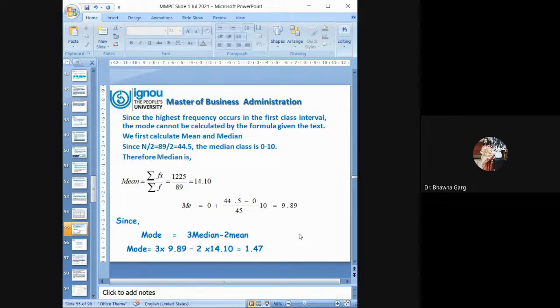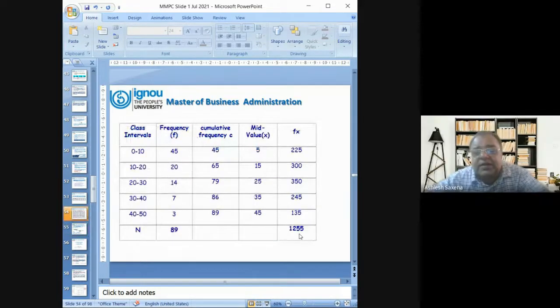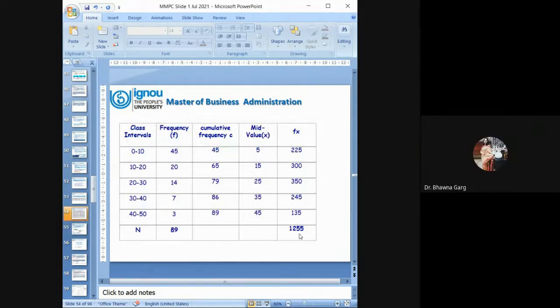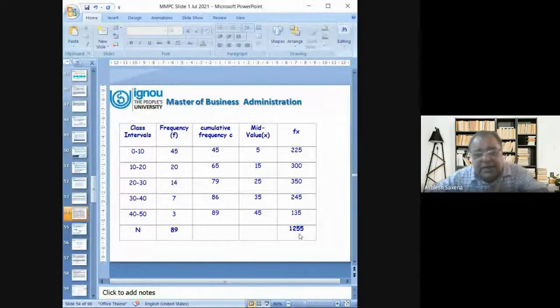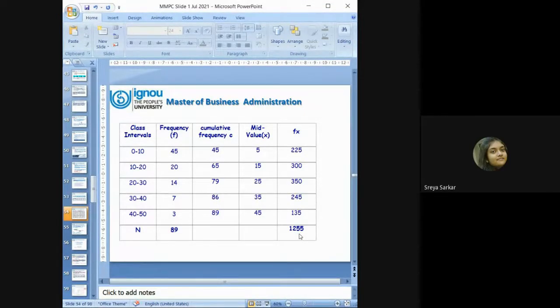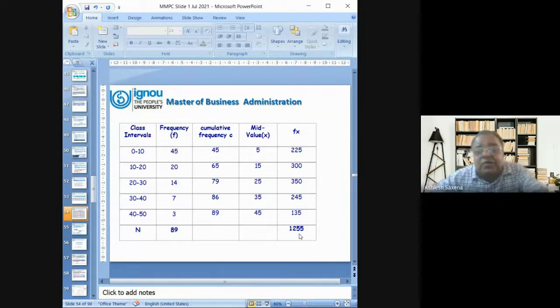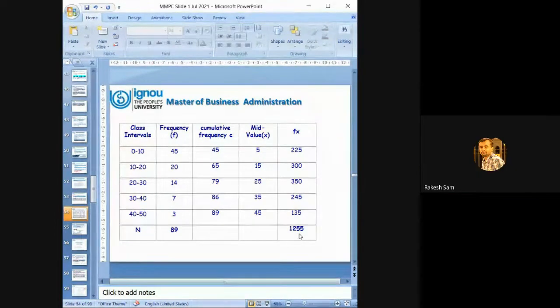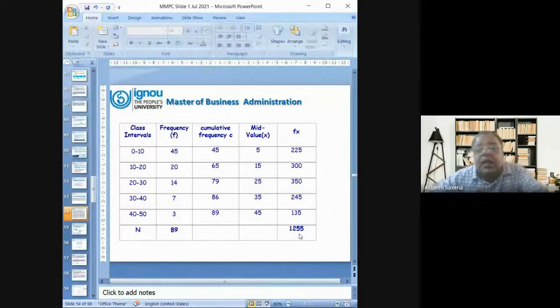So CF. What is CF? It's the preceding cumulative frequency, the cumulative frequency of the class preceding the median class. Preceding class, what does that mean? The data is in front of you. Cumulative frequency starts from 45. It's 45.